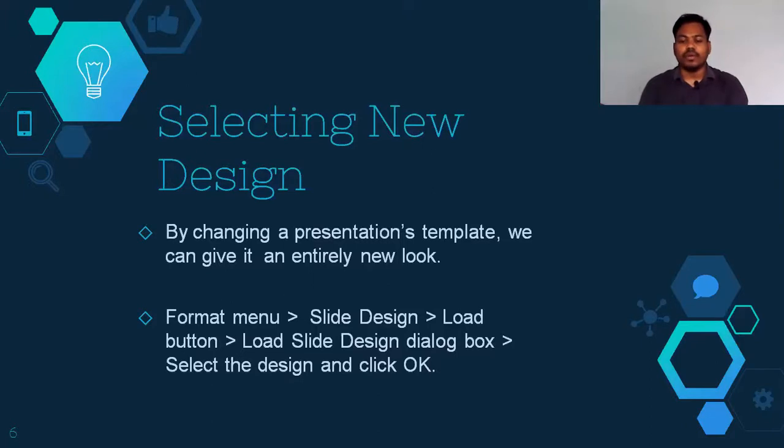First, you have to click on format menu. In the menu bar, we have a format menu or format tab, we can say. Click on that, then go to the slide design option, and then one dialog box will open. Click on load button, load slide design, the dialog box will open, then select the design and then click OK. That kind of presentation will be displayed, or that kind of design will be implemented on your presentation or slide. Understood?